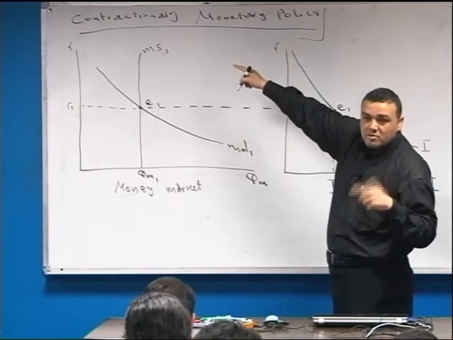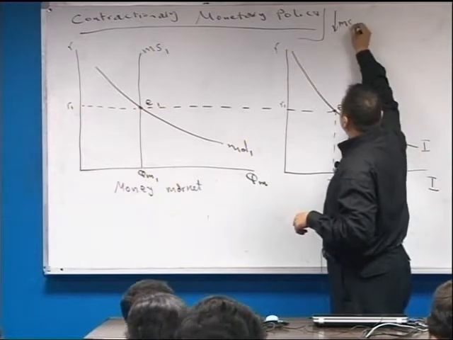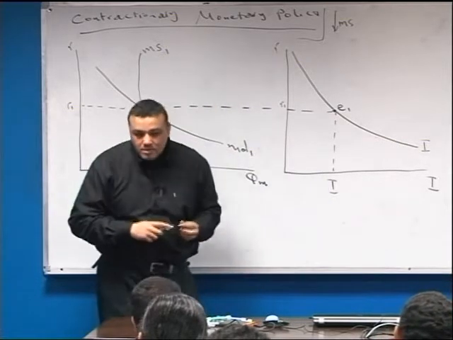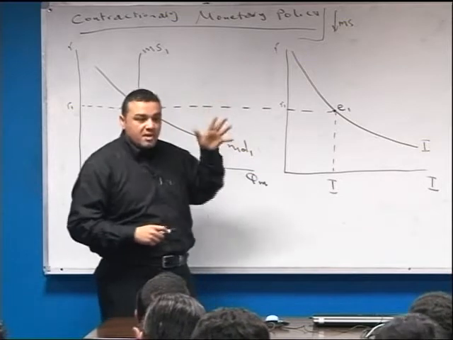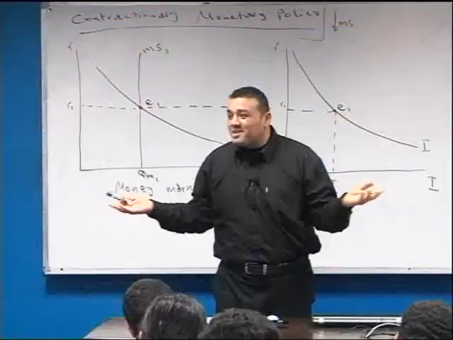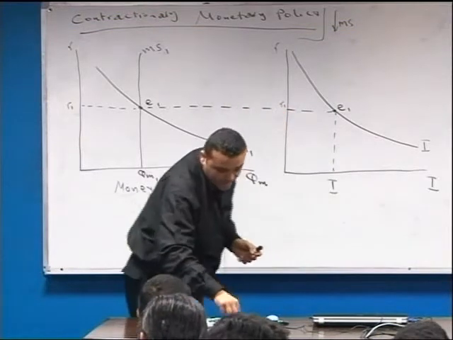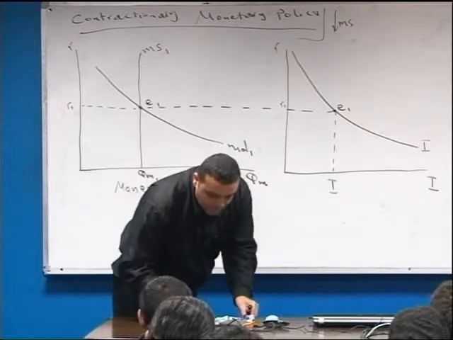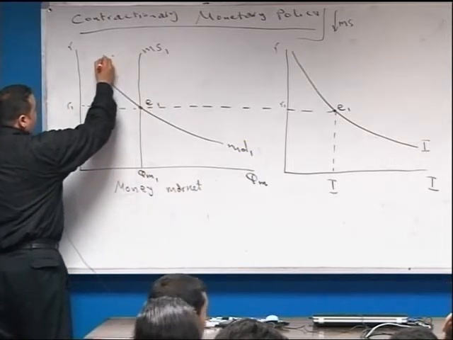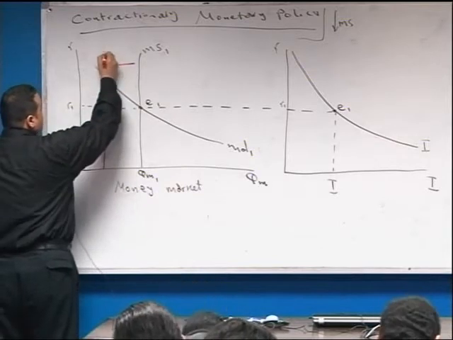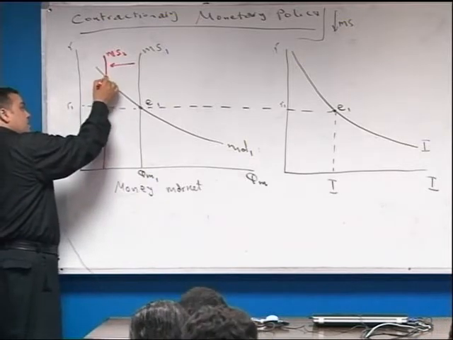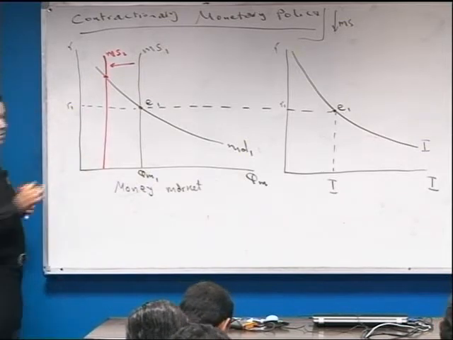As we mentioned, the contraction of monetary policy means a decrease in money supply. The decrease in money supply leads to what? No. The first effect of the decrease in money supply is what? Yes, Muhammad. There is a leftward shifting in the money supply curve. Right? So this leads to a leftward shifting of the money supply curve from MS1 to MS2. So this creates a new equilibrium point, which is E2.